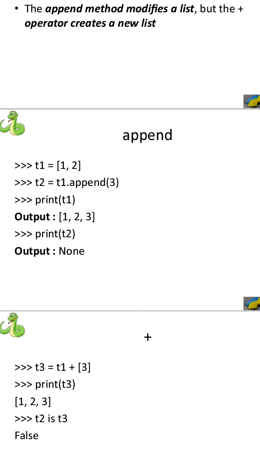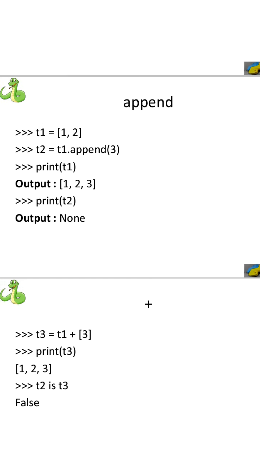Whereas the append function appends the element 3 to the original list T1. Hence, whenever I am printing T1, the output clearly shows that the newly added element using the append function is displayed in the original list T1. That is, now the elements of our original list T1 are 1 comma 2 comma 3. The newly appended element 3 is added to the original list T1.